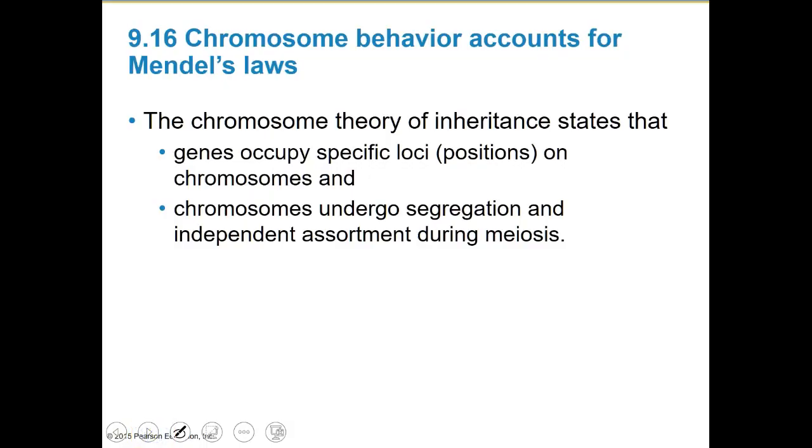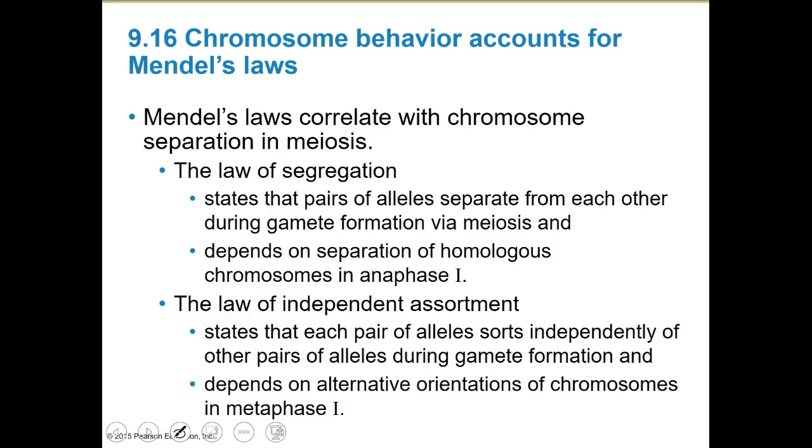The chromosomal theory of inheritance states that genes occupy specific loci, or positions, on chromosomes and will undergo segregation and independent assortment during meiosis. These are two important ones to look at, segregation and independent assortment. Those are coming up. So Mendel's laws correlate with chromosome separation in meiosis.